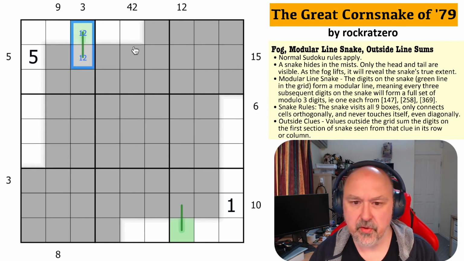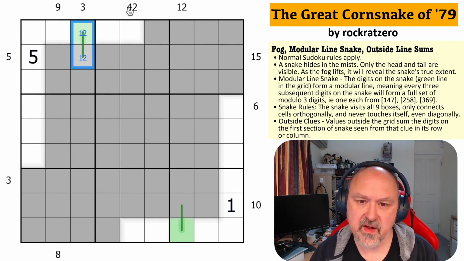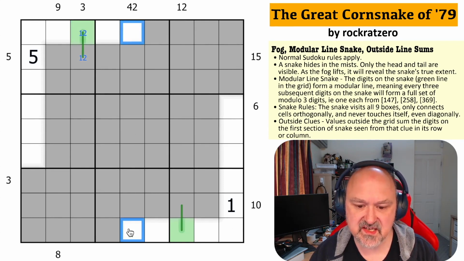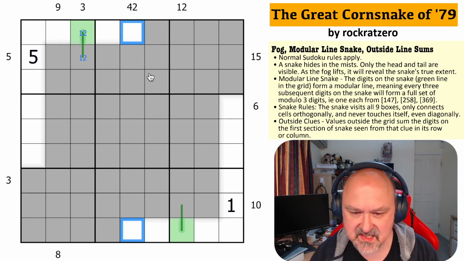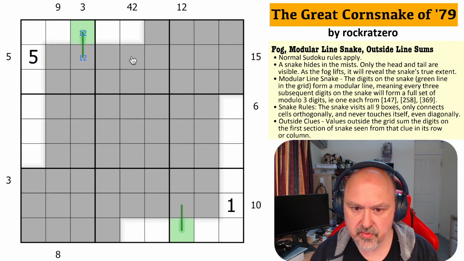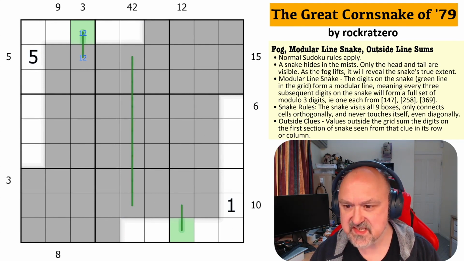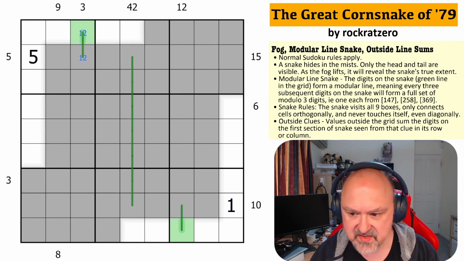What I can tell though is in column 5, there is a 42 length of snake, but I can see that the snake doesn't enter here or here because the snake is given, it's just concealed in the fog. So that is at the length of snake. Yeah, the snake hides in the mists. Only the head and tail are visible. As the fog lifts, it will reveal the snake's true extent.